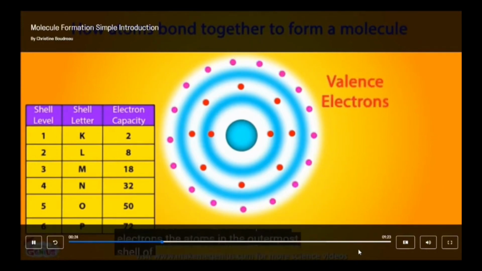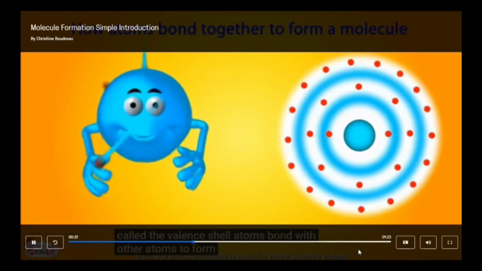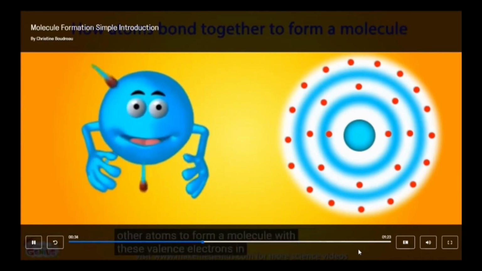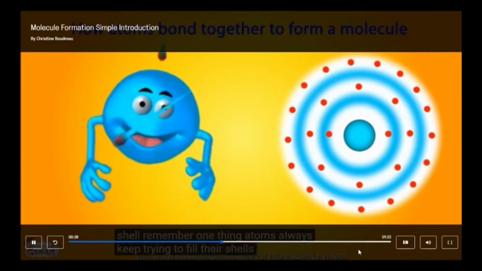The electrons in the outermost shell of an atom are called valence electrons, and the outermost shell is called the valence shell. Atoms bond with other atoms to form a molecule with these valence electrons in the valence shell. Remember one thing, atoms always keep trying to fill their shells.